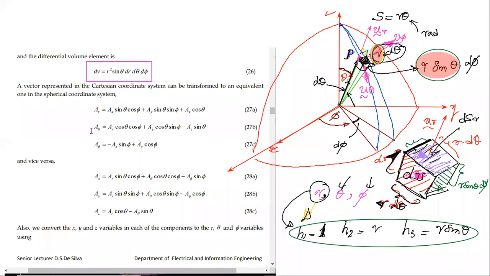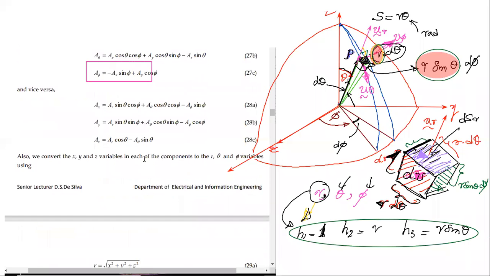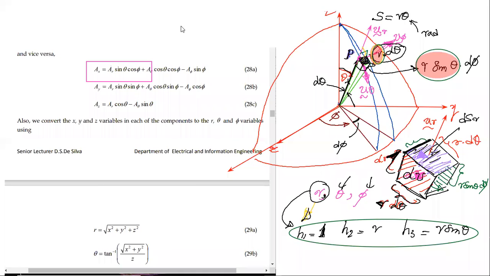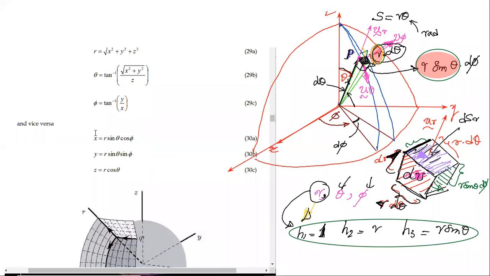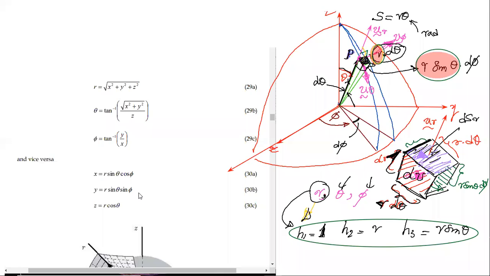There's a relationship between these spherical and Cartesian coordinates. You can refer to this expansion, as well as you can find the values for r, theta, and phi with the support of these XYZ axes. This conversion you can do. You can write down a value for r.